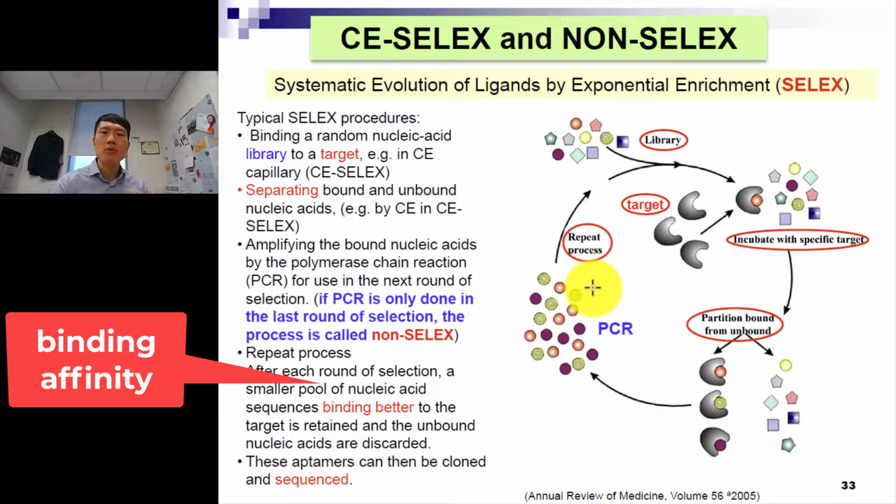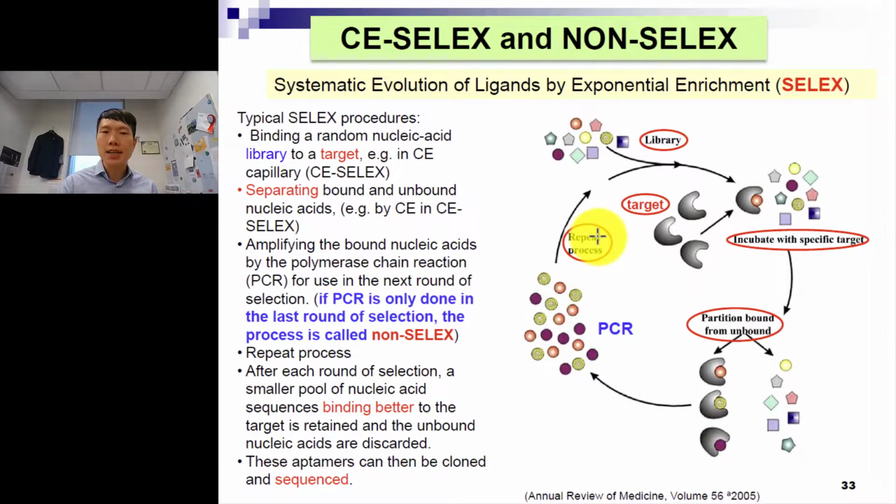So in a typical SELEX procedure, you have a nucleic acid library and a target. Normally we call it CE-SELEX when done inside a capillary, so capillary electrophoresis. Then we separate all these particles by binding, and unbinding is a detachment of the nucleic acid. Those nucleic acids that are not bound will be removed, and through this process we can amplify the amount of these nucleic acids for the PCR reactions. We do it many times, and the whole amount will be enriched.